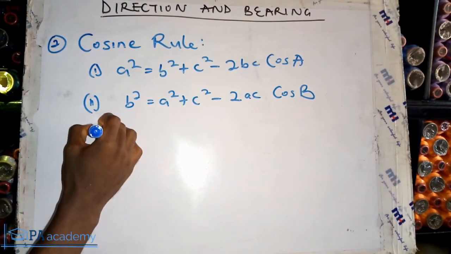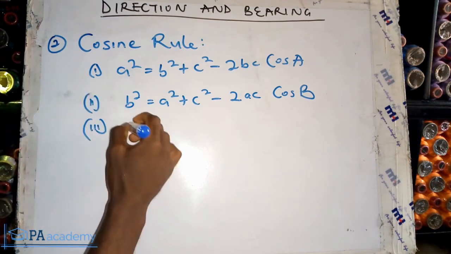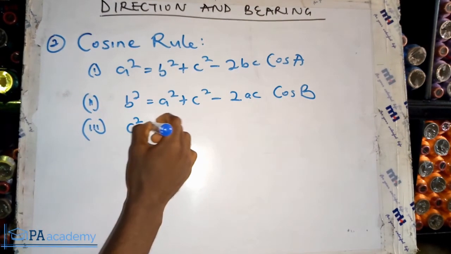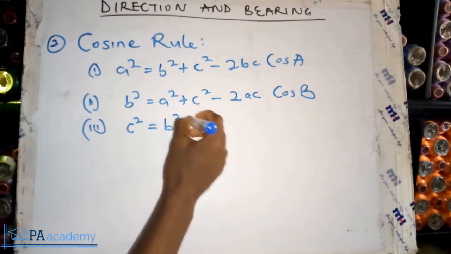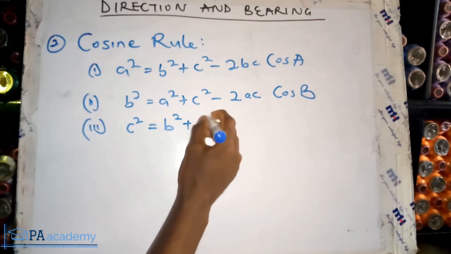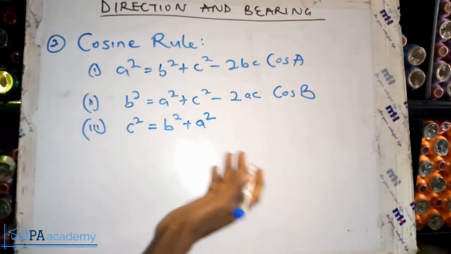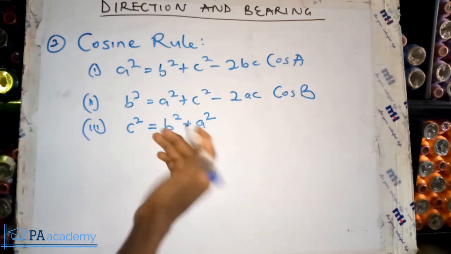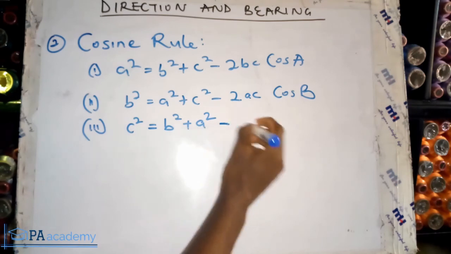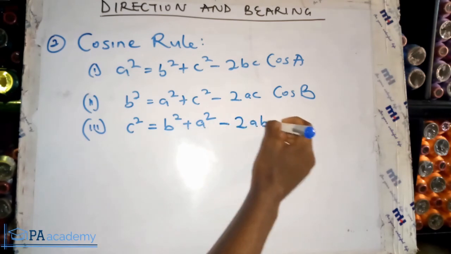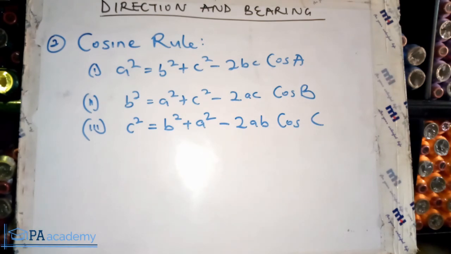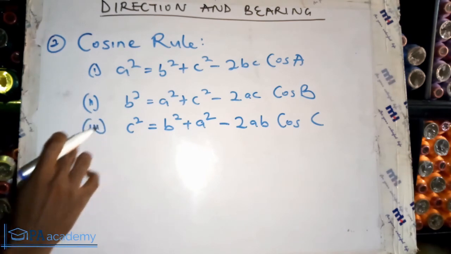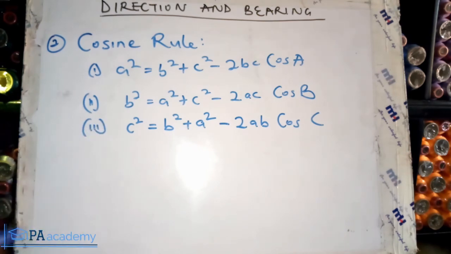And then the third one is c square is equal to b square plus a square. Either can come first. You can have a square first, you can have b square first, then minus 2ab cos C. So these are the three formulas under the cosine rule, and the application is very simple.